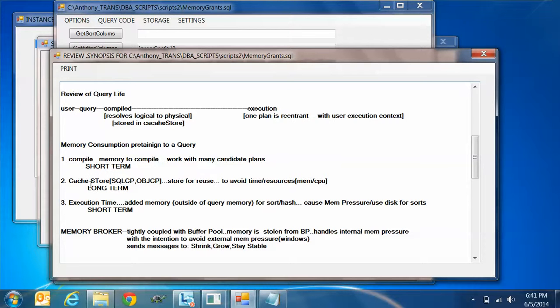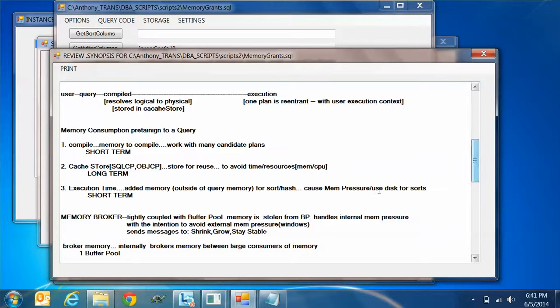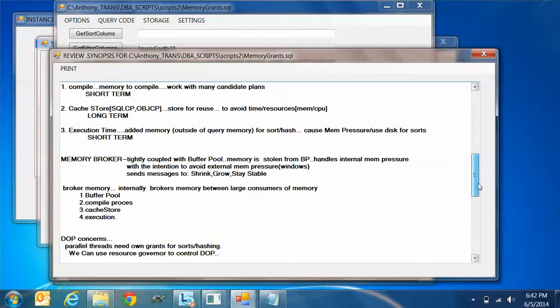The cache store is a long-term store that will hold the cached plan, the compiled plan, and hopefully it's there for reuse, so it can be reused and not go through the compile process. Also, we need memory for execution. So the execution requires a certain amount of memory, and it may need extra memory for the sorting and hashing that it requires to speed up the processing. If the memory is not there, it may have to go to disk, and disk, of course, can be very, very slow from the thrashing back and forth, and this is short-term memory. Along with that process, we have a memory broker.